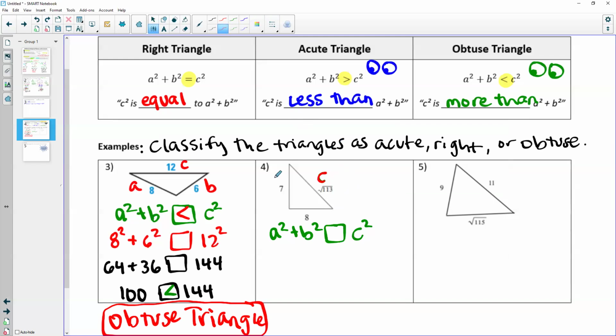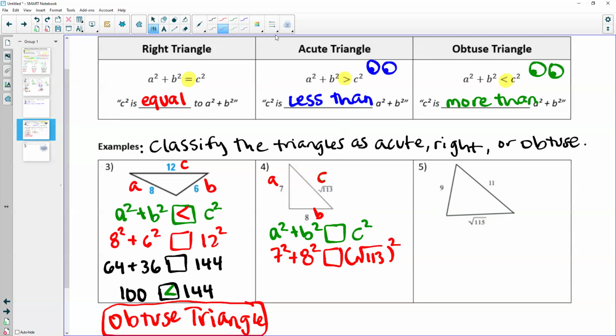So if that's C, we can call 7, I'm sorry, 7, we can call that A. 8, we can call that B, right? And so now we'll go ahead and plug these values into our Pythagorean theorem. So if I plug this in, we have 7 squared plus 8 squared. And we're going to compare that to, well, now this is a little bit weird. I'm actually going to put this in parentheses: square root of 113, squared.